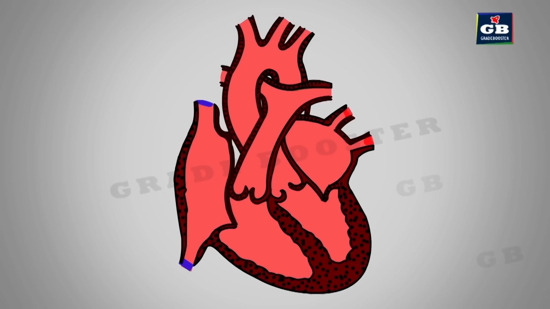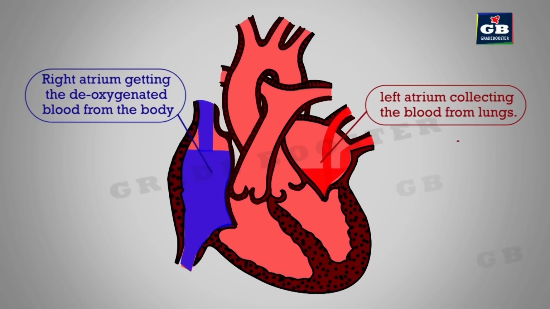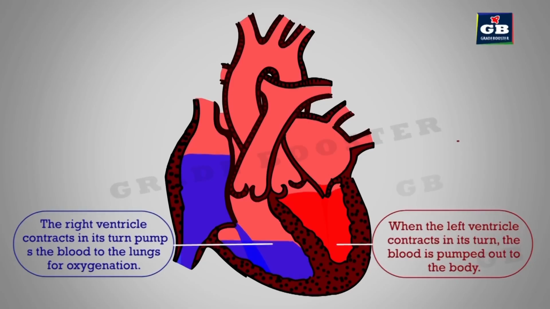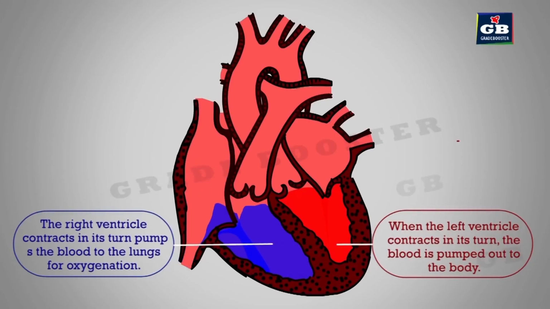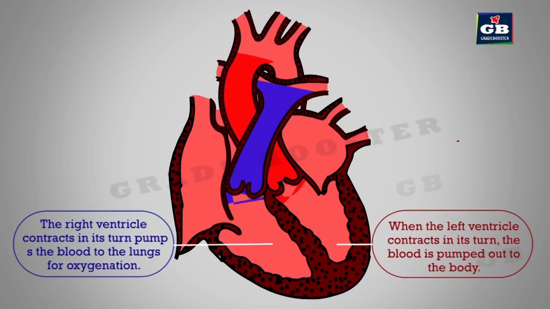At first, left atrium and right atrium get relaxed. Then left atrium gets the oxygenated blood from lungs. Right atrium gets the deoxygenated blood from the body parts. Now, both these chambers get contracted and pump the blood into the bottom chambers. Now the left ventricle gets contracted and sends the oxygenated blood to the body parts. At the same time, right ventricle pumps the deoxygenated blood into lungs.